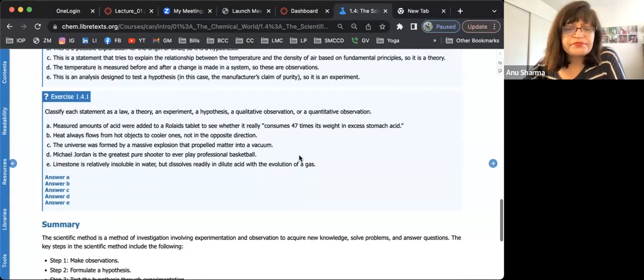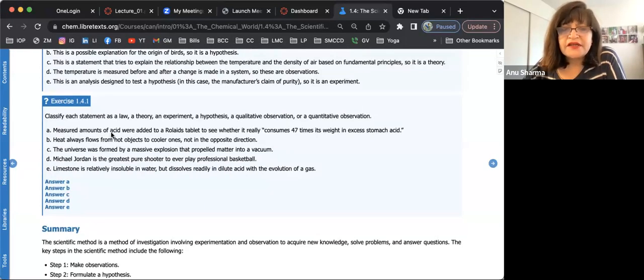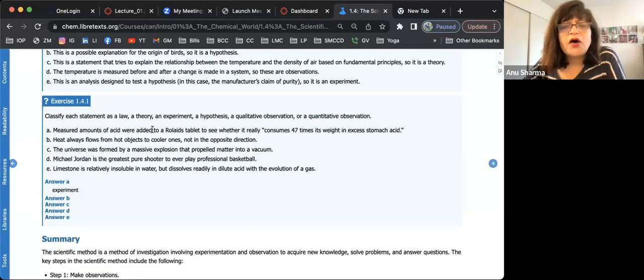So let's look at this now. Classify: measured amounts of acid were added to a Rolaids tablet to see whether it really consumes 47 times its weight in excess stomach acid. Here, this looks like a hypothesis because we already believe that Rolaids consumes 47 times its weight in excess stomach acid. That is the hypothesis. But the measured amount of acid was added. I didn't read that word, added. When you added it, you did an action, and that action means you conducted an experiment. So action is experiment, but the belief, the one in the parenthesis, is the hypothesis, okay?